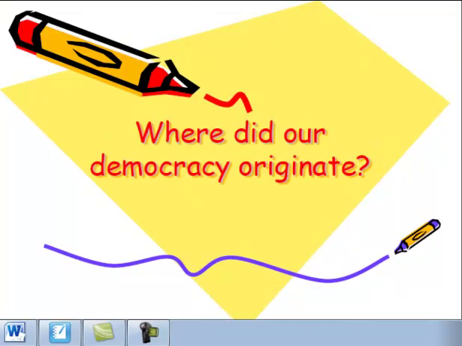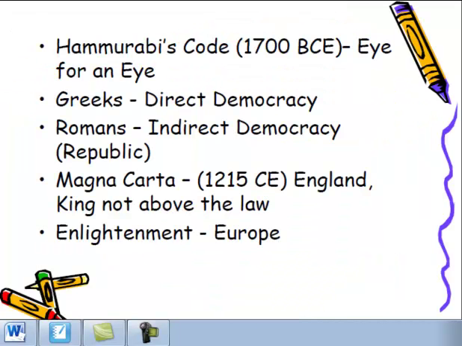Okay, so we're going to look at where democracy originated to begin with. First thing is Hammurabi's Code. That was the first written law. How many of you remember that from world history? He was a Babylonian king, the first one to write it down, and he came up with the saying, eye for an eye, tooth for a tooth.